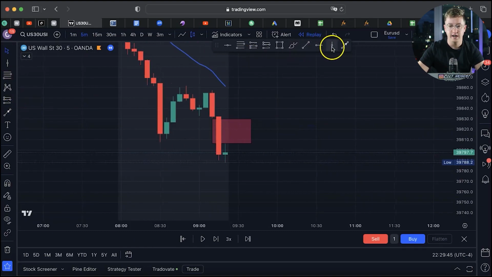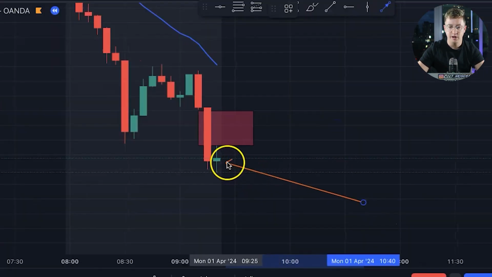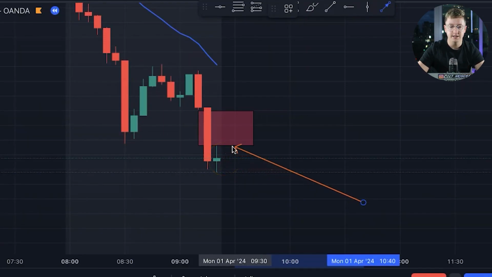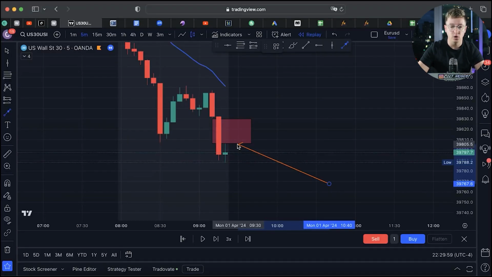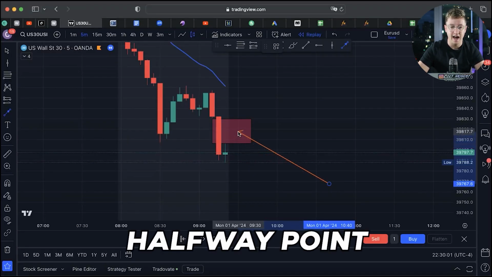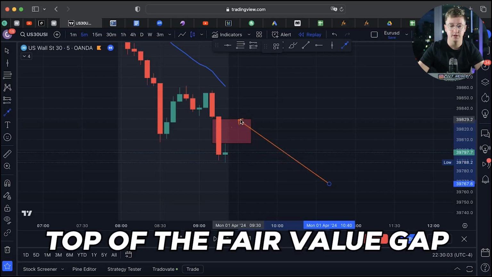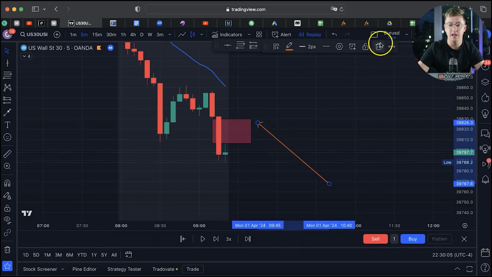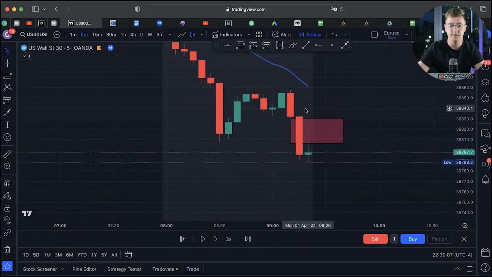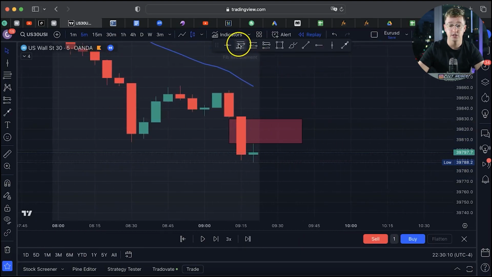Usually the first way that I enter on a fair value gap is price is currently right here when the fair value gap formed. Once price goes and hits this point, the bottom of the rectangle on a bearish fair value gap, I'm going to be selling. But you can also do it to where it hits the halfway point and the top of the fair value gap.